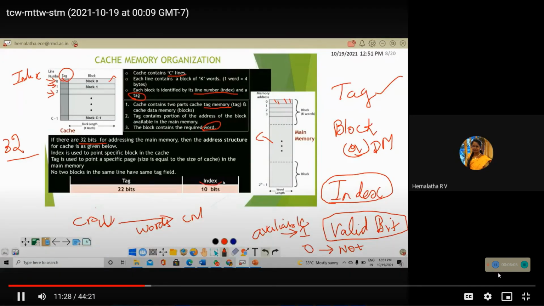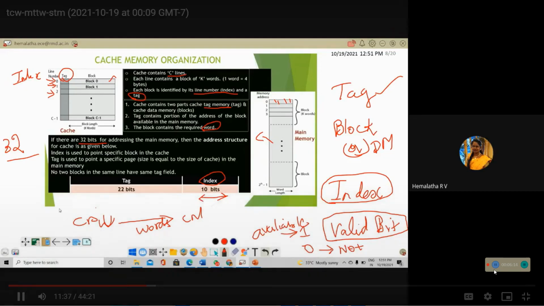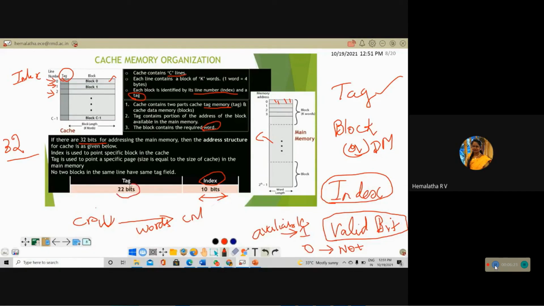The index, as I told you, is used to place your block in your cache memory by using this index number. It will be 10 bits. The lower 10 bits will be used as the index number, and the higher 22 bits will be used as the tag number to check whether the requested word by the processor is available in your cache memory or not. You can identify that by this 22-bit tag number.